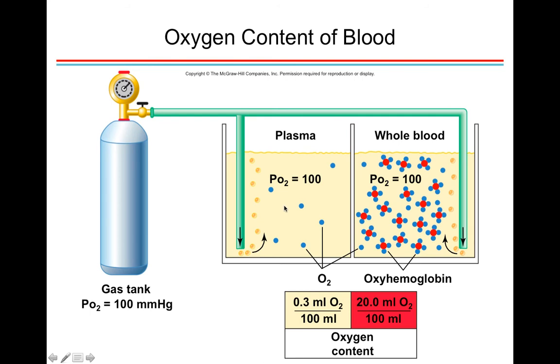What we have on the left is plasma having an oxygen content of 0.3 mL of oxygen per 100 mL. And I want to point out that we have 1, 2, 3, 4, 5, 6 molecules of oxygen, shown in blue, that is yielding this concentration. So when we talk about the pressure of oxygen, it's based on the number of free molecules floating in a system. If we look in whole blood, we see that the concentration of oxygen is 20 mL oxygen per 100 mL of blood.